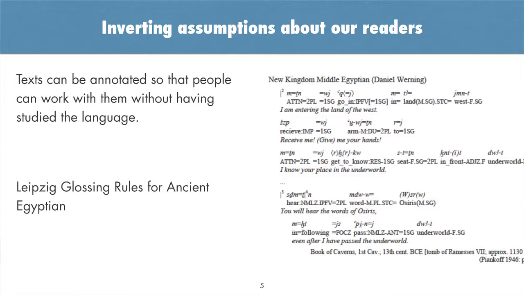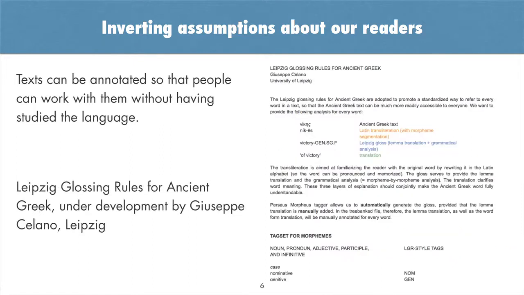Your colleagues in Egyptology here in Berlin have resuscitated this, and they've applied the Leipzig glossing rules to ancient Egyptian, and we're doing the same thing for Greek and for Latin. The idea being that our job as people who know the language is to make it possible for people who do not know the language to do as much as they can. We are not there to restrict access, we are to promote access.